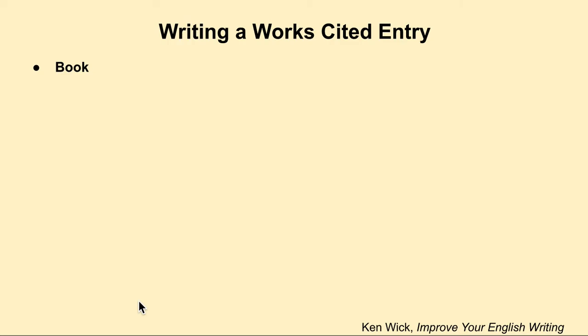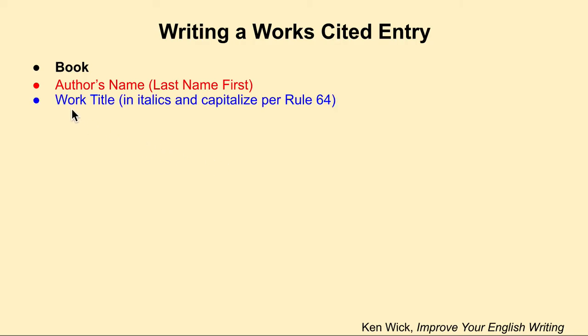Now we're going to cover book, magazine articles, and websites. So let's discuss how you write a works cited entry for a book in MLA format. Well, first comes the author's name, last name first. Then you do the work title in italics and capitalized per rule 64. If you're not sure what those rules are, go watch that video 64. And then you put other information. This is where you'd put, if you had an editor or translator, or if it was an edition, it would come next, if that information was applicable.